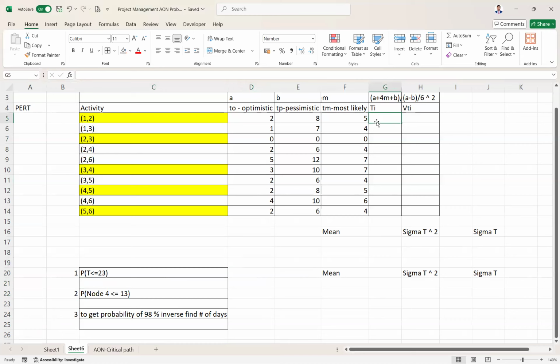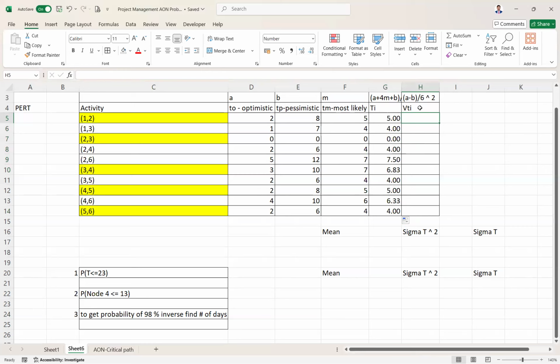For this, simply use the formula: equals A, the optimistic, plus 4 times M, or you can just go sequentially, plus this again. For safety, just open the brackets, divided by 6. So you got the value, then simply drag it. Now you have got your mean.